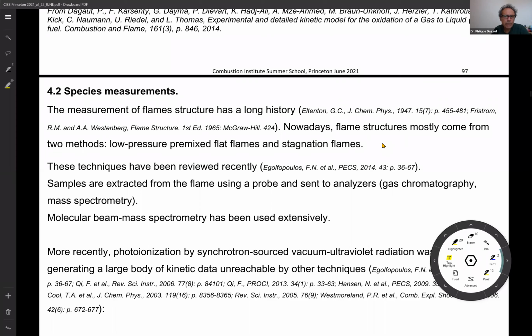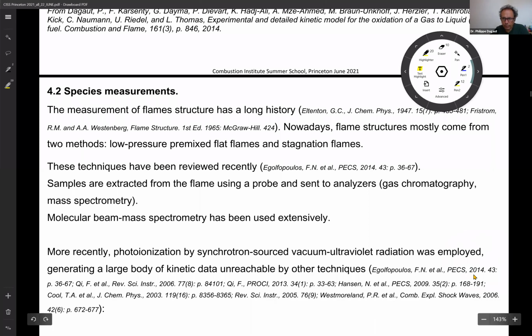Molecular beam mass spectrometry has been used extensively, and more recently, photoionization by synchrotron-sourced vacuum ultraviolet radiation was employed, generating a large body of kinetic data unreachable by other techniques before. And this is reviewed in this paper, and there are different key papers related to this. This one is a review of scientific instruments in 2006, for example. Of course, we can use other techniques, optical measurements, to probe what's going on in the flame.